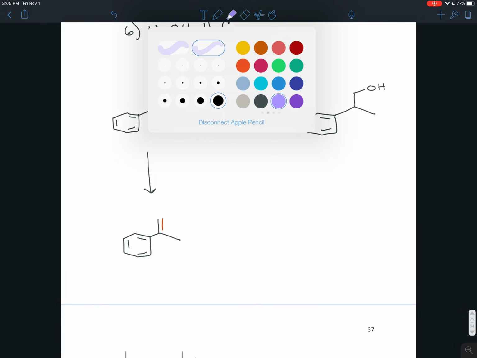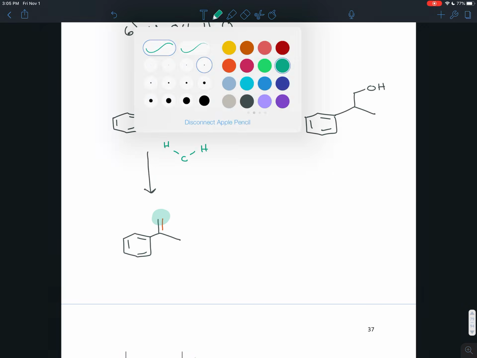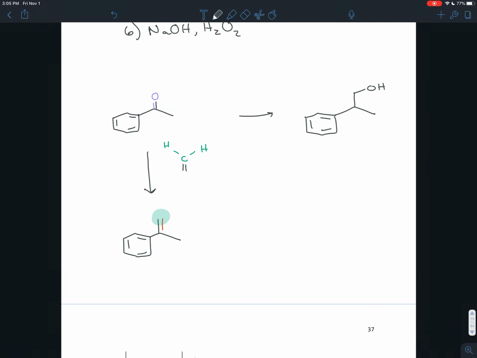So you'd look for the group that you want to replace the oxygen with, and that is a CH2, and then just double bond that to the triphenylphosphine. So that's your Wittig reagent, and that will replace the ketone with that carbon.